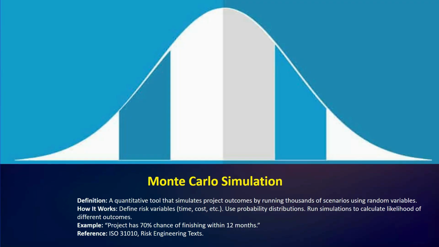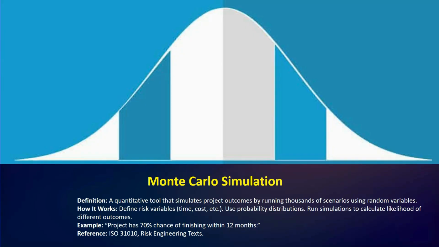Okay, so it takes your risk variables, like time and cost, and runs countless scenarios using random variables based on probability distribution. The result gives you a clear picture of the likelihood of different outcomes, like saying there is a 70% chance our project will be finished within 12 months. So it's like a crystal ball, but based on math. Okay, so Monte Carlo will look like this picture I have added here.